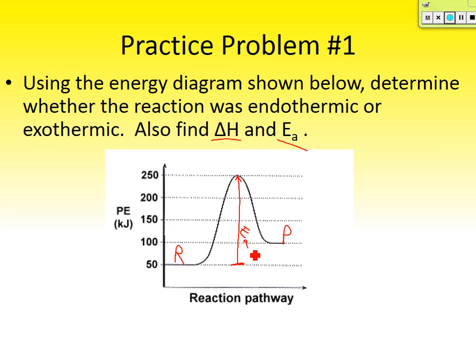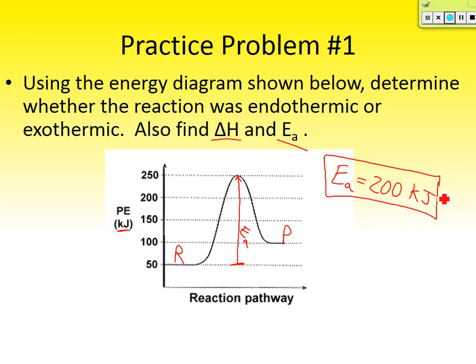Now let's calculate it, because I wanted a number. If we start at 50, guys, and the top of the hill is at 250, how much did I have to increase? 200. So my energy of activation is 200. But now I want units. What are my units here? Kilojoule. So we're going to put kJ and circle it. My activation energy is 200 kilojoules.